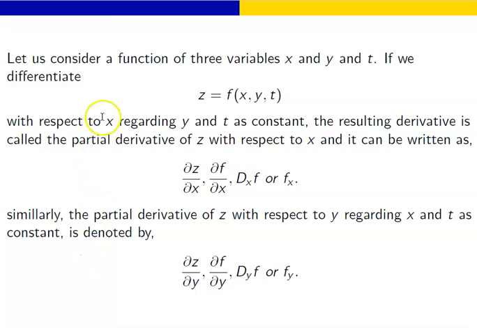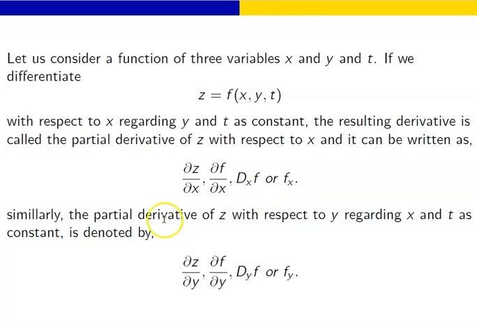Let us consider one function having three variables x, y and t. Let us suppose the function z is a function of three variables x, y and t, and we want to differentiate z with respect to x only. In this case the variables y and t are treated as constants. The resulting derivative is called the partial derivative of z with respect to x, keeping y and t constant. It can be represented as dou z by dou x or simply fx.